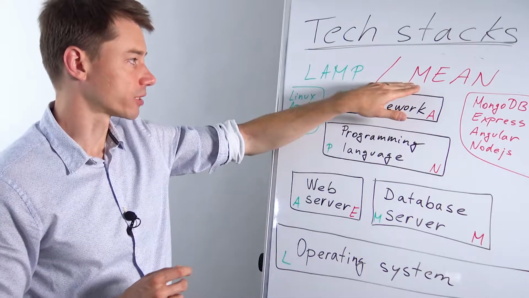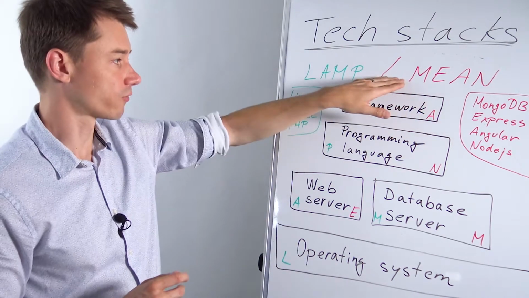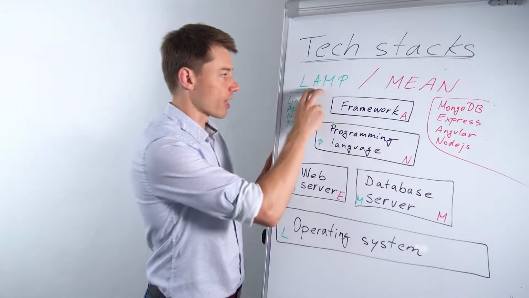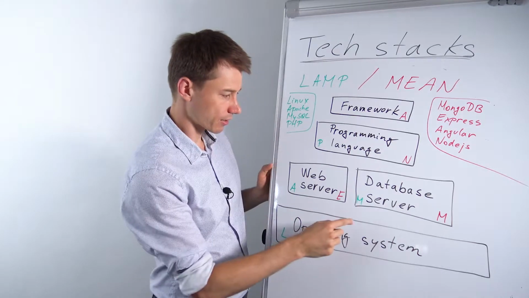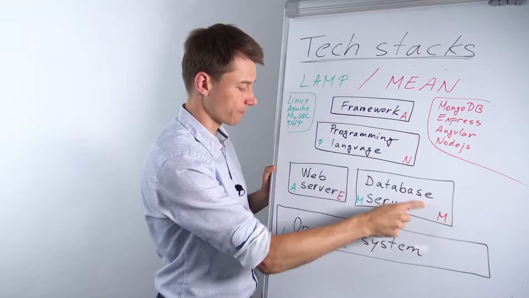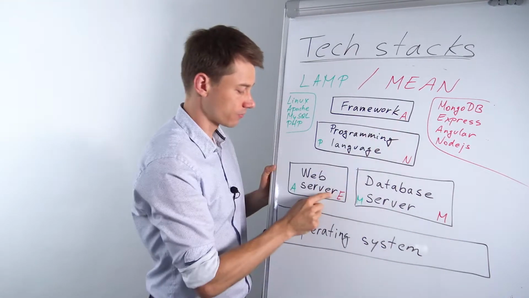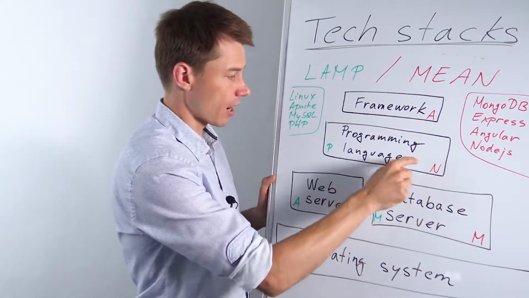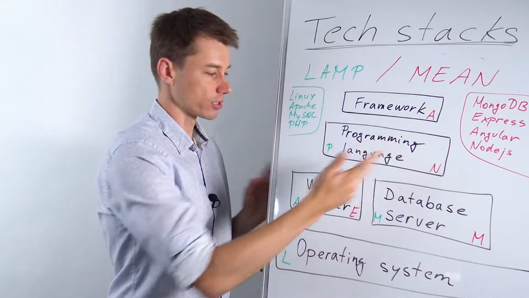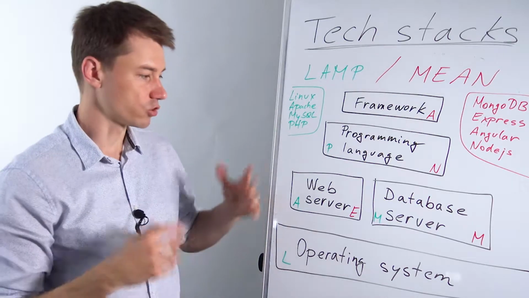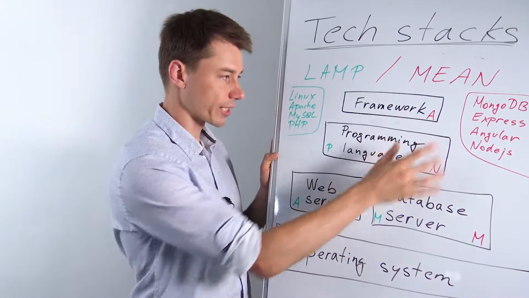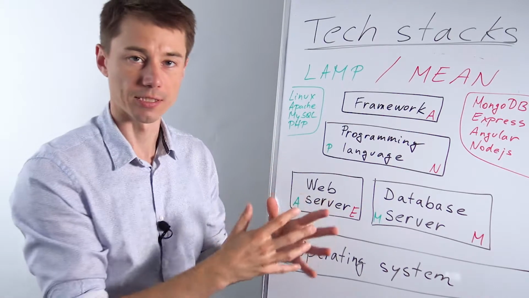And the second popular stack is MEAN. It stands for MongoDB, Express, Angular, and Node.js. Okay, so LAMP and MEAN. So now let's look again. We have MEAN, where the database is MongoDB. Web server, Express. Express is the web server. Angular is the framework, and Node is Node.js. Node.js is actually not a language, it's a JavaScript runtime environment, but it's as close to a programming language as we can get for the purpose of this tech stack.